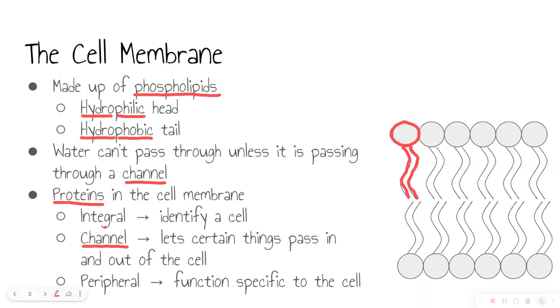We can also have integral proteins, and these proteins are going to identify a cell. So other things can tell what type of cell this is. And these proteins are also called transmembrane proteins. They're going to go all the way through the cell membrane, all the way through from one side to the other. We can also have peripheral proteins, and these are not going to go all the way through.